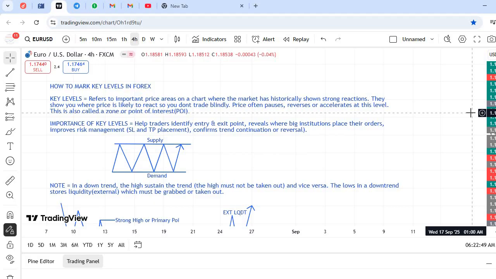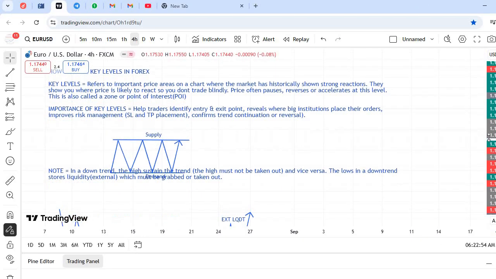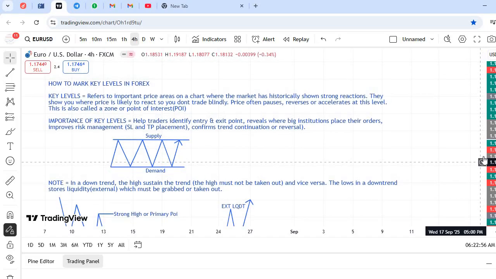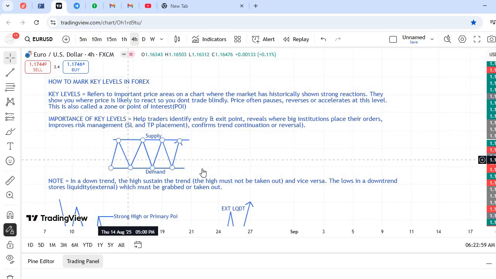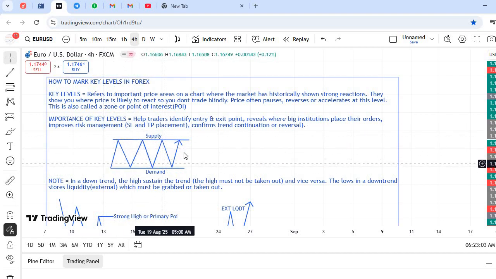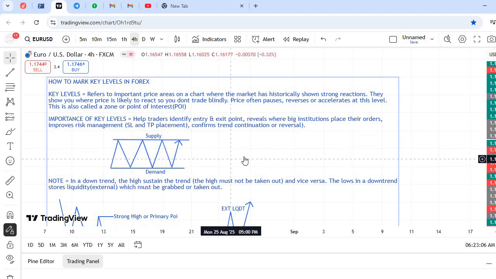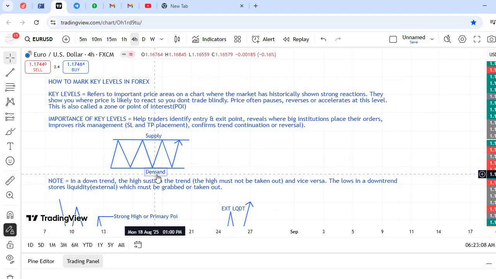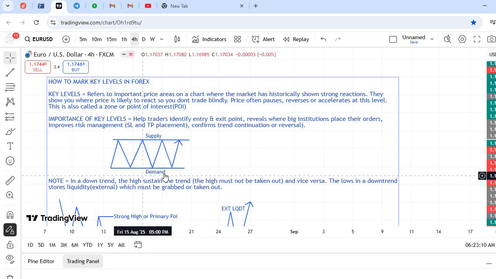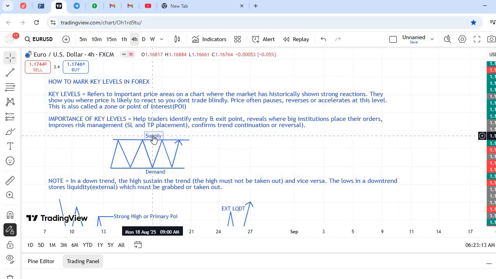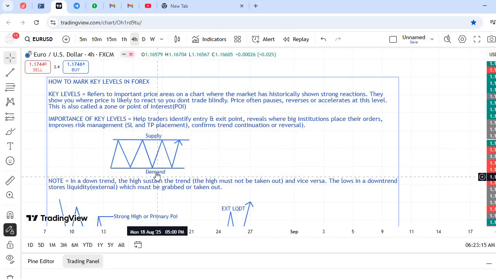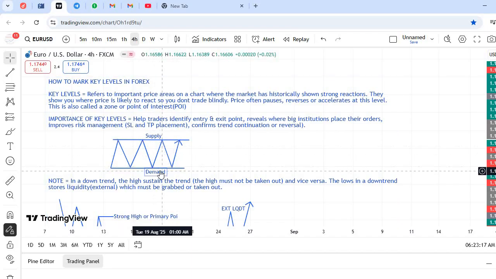You understand? For instance, if you look at the diagram we have here, this is a consolidated or ranging market. If you look at it closely, below here we have the demand. This is the demand level, and this is the supply level. At the demand level, we are looking for buying opportunities. At the supply level, we are looking for selling opportunities.